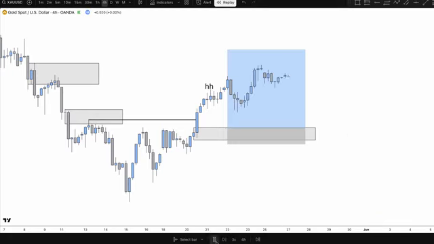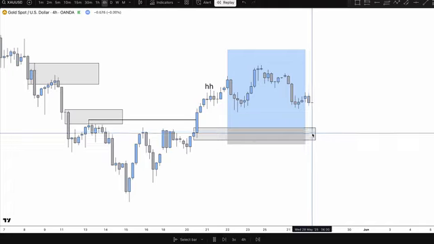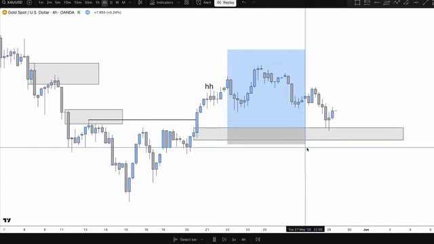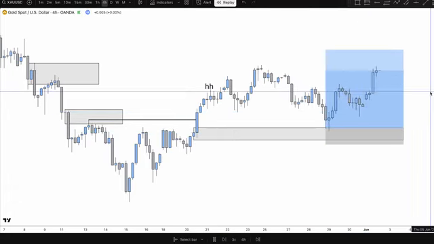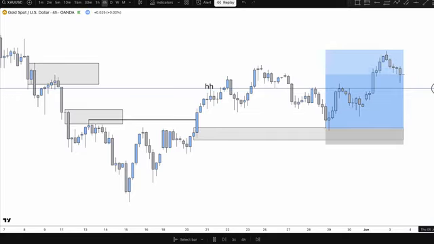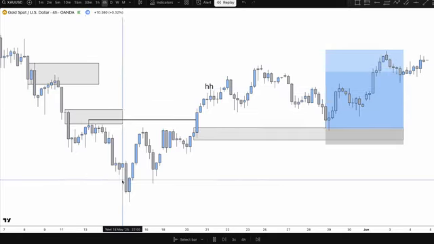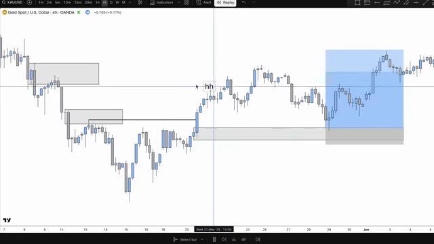So in one moment you will see market returns towards this area of demand and then we get a tap in and a push away into new highs. So that is how we use supply and demand in line with the trend, with a real example there of a downtrend, selling supply, and an uptrend, buying demand.